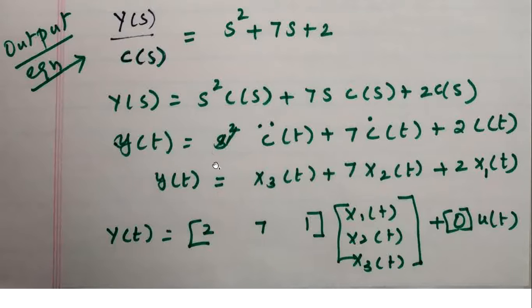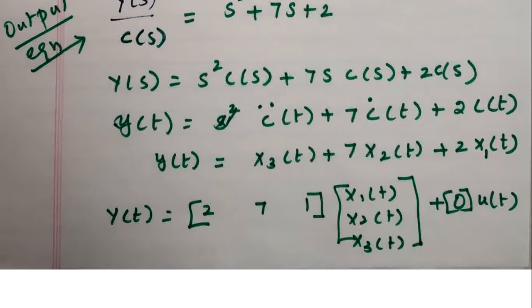So in this first example we discussed the transfer function where the given transfer function had a numerator polynomial and a denominator polynomial. If we have a numerator polynomial and a denominator polynomial, this is how we have to obtain the state model. Now we'll see the next example.